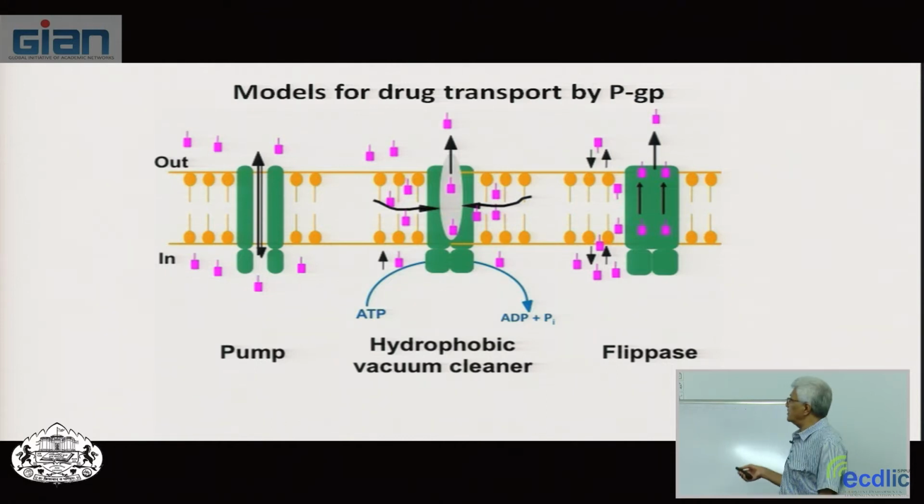And one of the ways this doesn't come back is because there is always a sink outside, either plasma proteins or others in the buffer, to which the drugs bind. That's one of the reasons these don't come back into the membrane right away. So there is always a gradient, and that's the flippase mechanism.